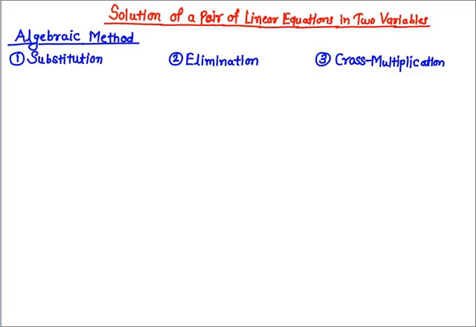Next method is the algebraic method. It has three types: substitution method, elimination method, and cross multiplication method. Let's understand the substitution method first. Suppose we have a pair of linear equations given, that is x plus y equals 16 and x minus y equals 4. How to solve this using the substitution method?